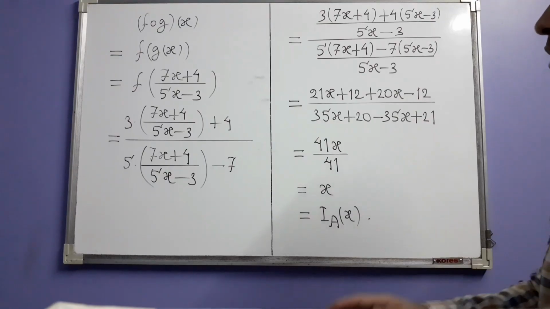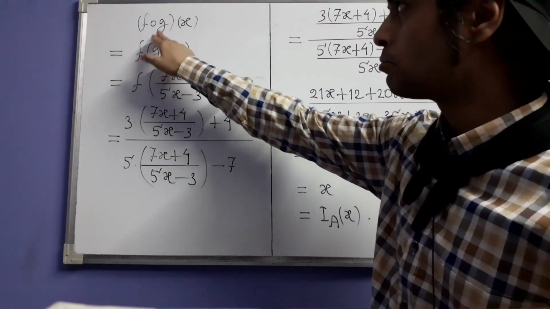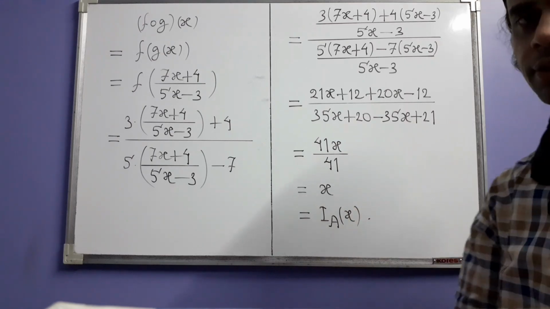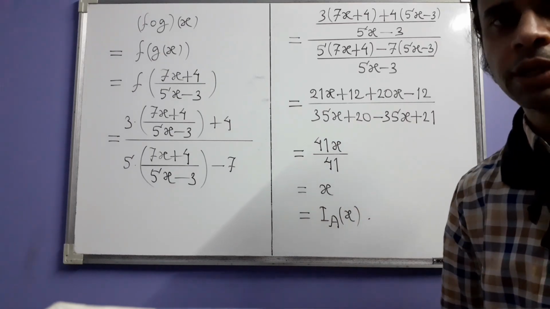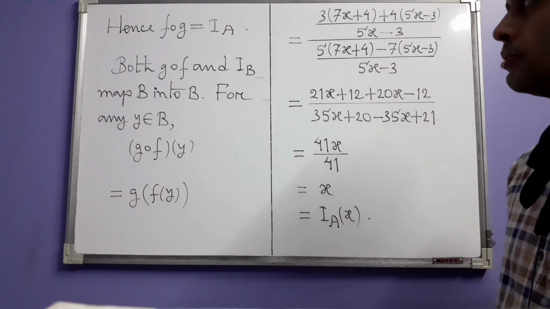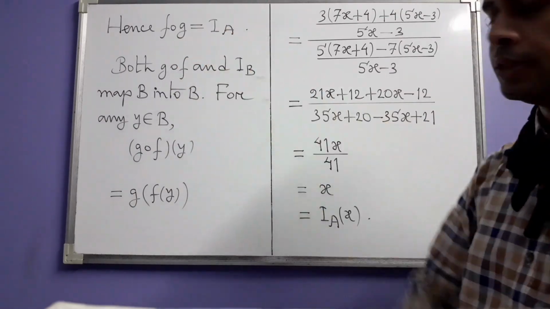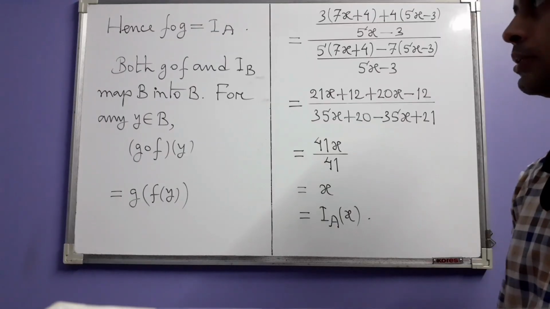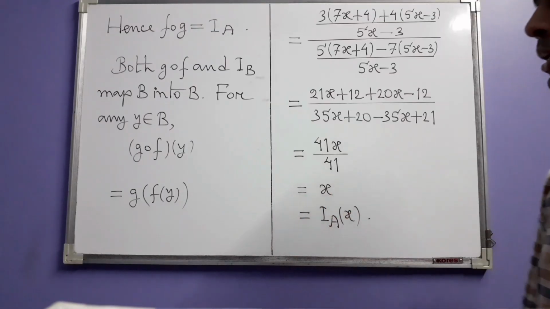So this way you find that the F composition G image of x is the same as the IA image of x. That is why these two functions are equal. So we write the conclusion: hence F composition G is equal to the identity map IA on the set A. And the second half is also similar.